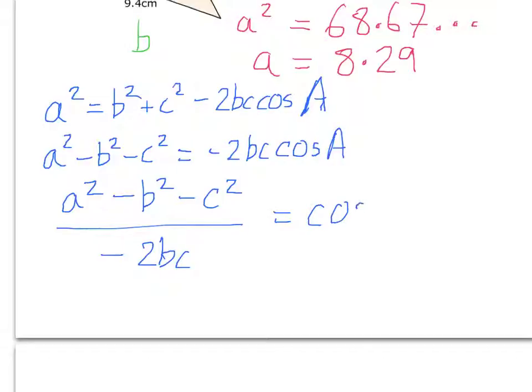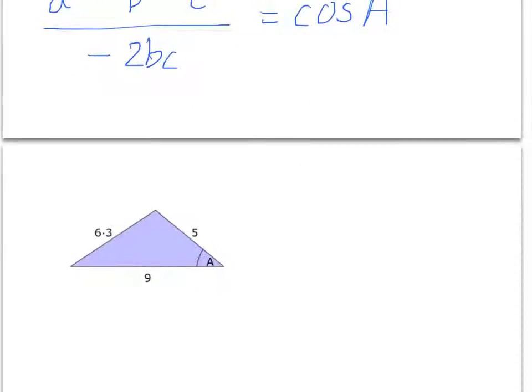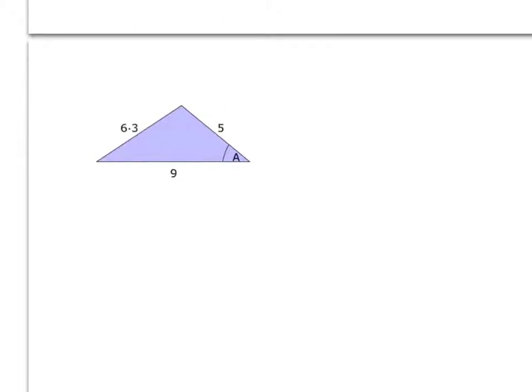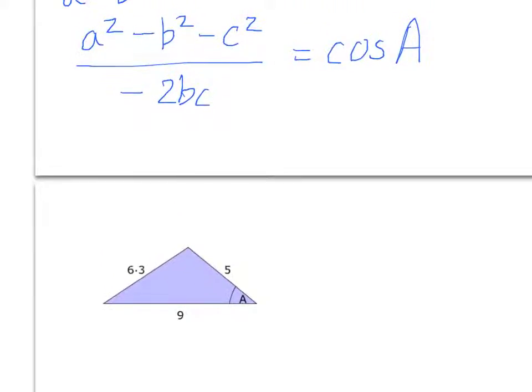So you're going to have a squared minus b squared minus c squared all over minus 2bc, and that's equal to cos A. Now, as we're A-level students, we're probably going to be able to remember how to rearrange this quite easily from our original equation to this. Some of you may feel that you need to learn this equation here off by heart to enable you to find the angle. It's up to you.